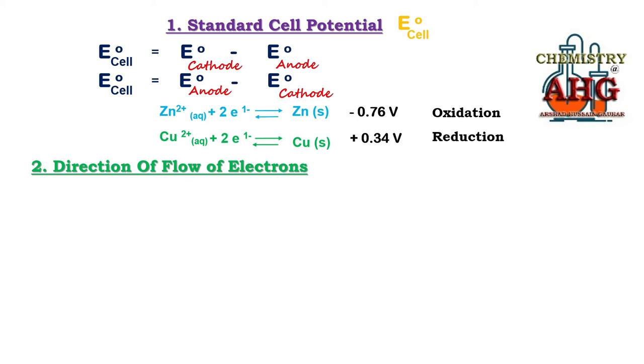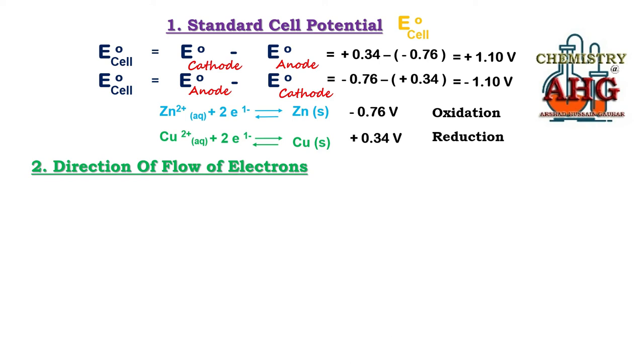Let's use the first formula to calculate standard cell potential, in which we insert the standard reduction potential of cathode. Cathode is copper, so we insert plus 0.34 minus the standard reduction potential of anode. Anode is zinc. If you calculate this, it will come out to plus 1.10 volt. In the second formula, if you insert the numerical values for standard reduction potential, the answer will come out minus 1.10 volt.